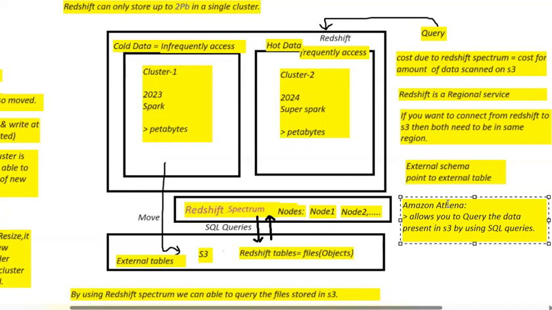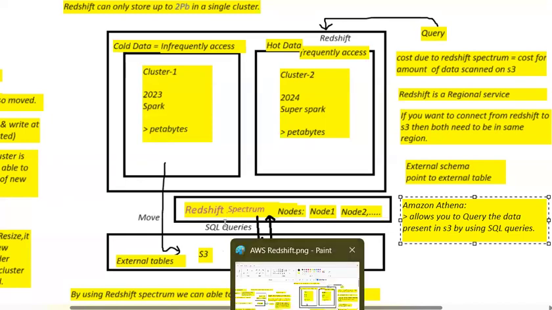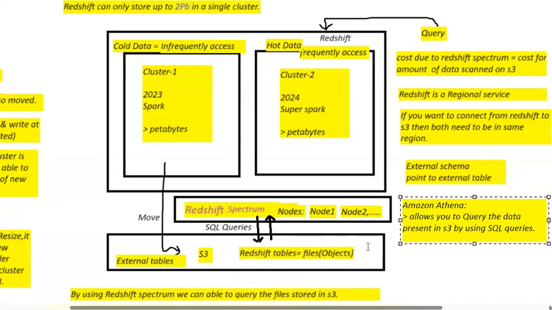So what does Athena provide you? Athena allows you to query the data present in S3 by using SQL queries. So similar to Redshift, here also we process by using SQL queries. Athena also allows us to process the data which is present in S3 by using SQL queries. Then why do I need to prefer Redshift Spectrum? I could prefer the Athena service, right?